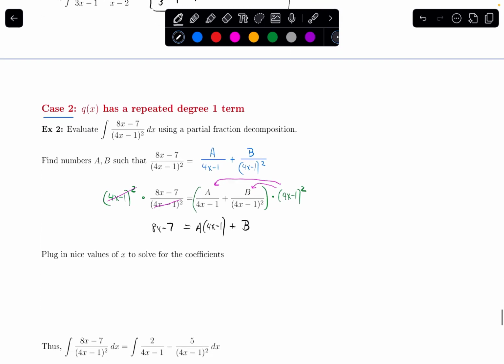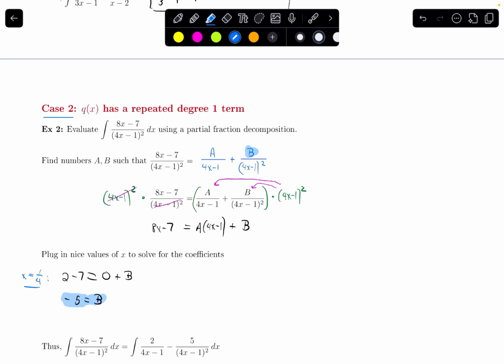At this point, we can plug in some nice values of x to solve for the coefficients, because this equation should be true no matter what x is. So what are some nice values of x I can plug in? Well, I know that I can make this part go away and be 0 if I plug in 1/4. So let's plug in 1/4. X equals 1/4. And if I do that on the left-hand side, 8 times 1/4 is 2. So 2 minus 7. And then this part with the a becomes 0, and you get plus b. So nice, I get negative 5 equals b. So at this point, we know what b is. B is going to be negative 5.